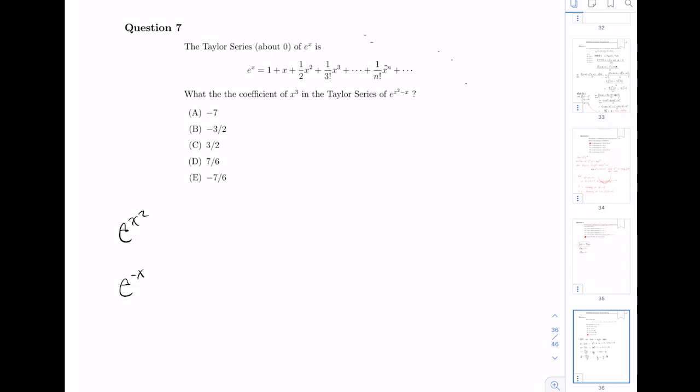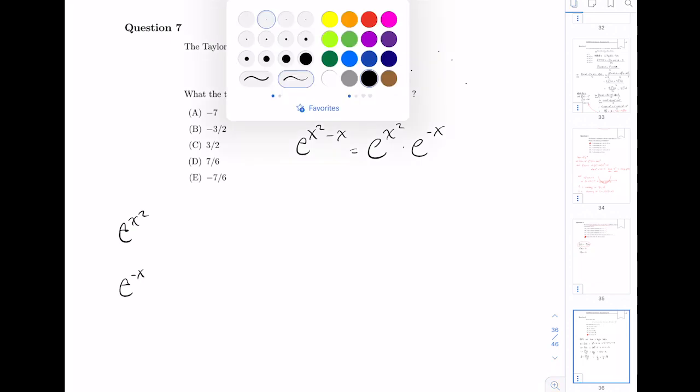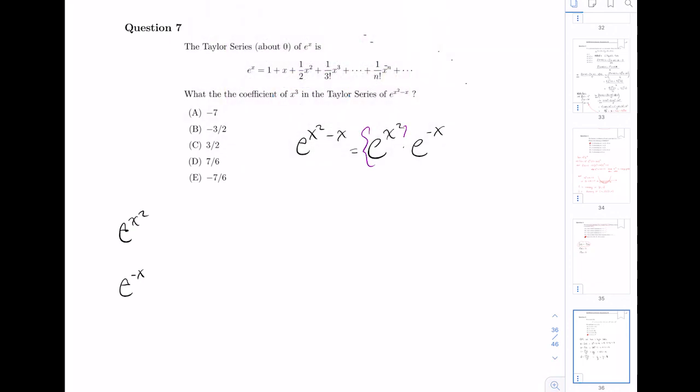Why? Simply because e to the x squared minus x is actually the product of e to the x squared and e to the minus x, okay? So if we have a Taylor series expression for e to the x squared and a Taylor series for e to the minus x, then when we multiply those two individual Taylor series, we end up with the Taylor series for this function. So that's something that we need to note. So let's write down this one.